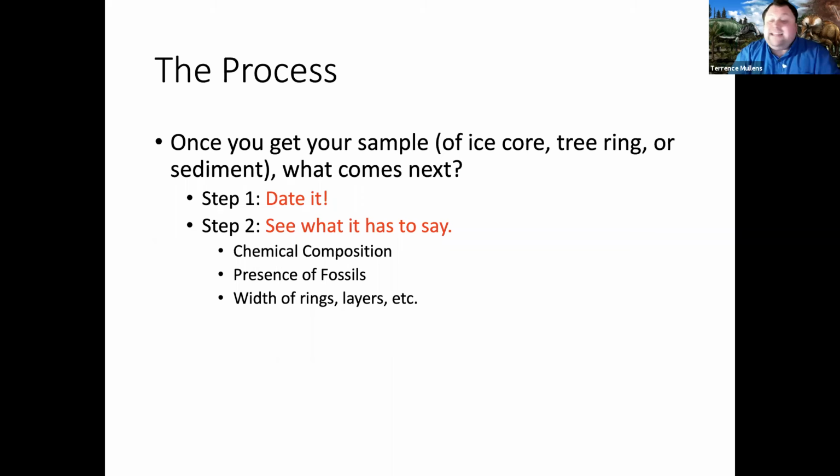And then the second thing we do is we analyze it. We look at its chemical composition. We look at whether there are any fossils present. There are different isotopes we look at, widths of rings, layers, and so on. And each one of those things tells us quite a bit about what was going on in that particular time. Now, in these next two videos, I'll break these two things up and really geek out about them a little bit.